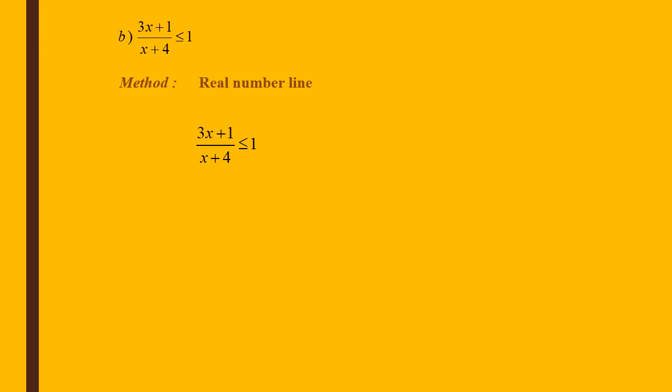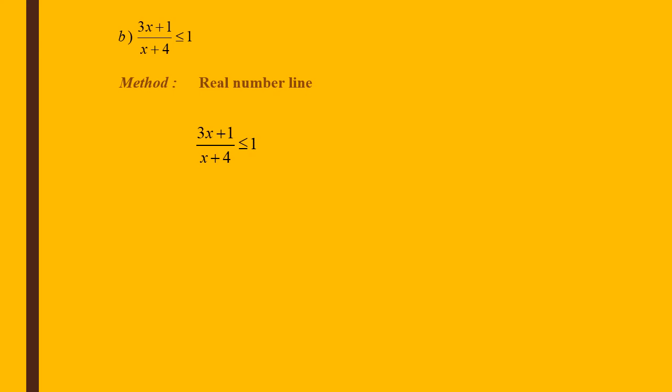Okay, so let's continue to question B. So we have (3x + 1)/(x + 4) less than or equal to 1. As I said earlier, we have to make sure we have 0 on the right side. That means we have to bring the 1 to the left side, or just subtract 1 on both sides. So this is (3x + 1)/(x + 4).